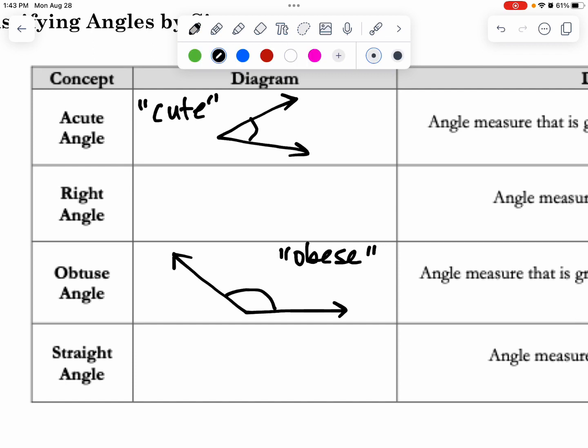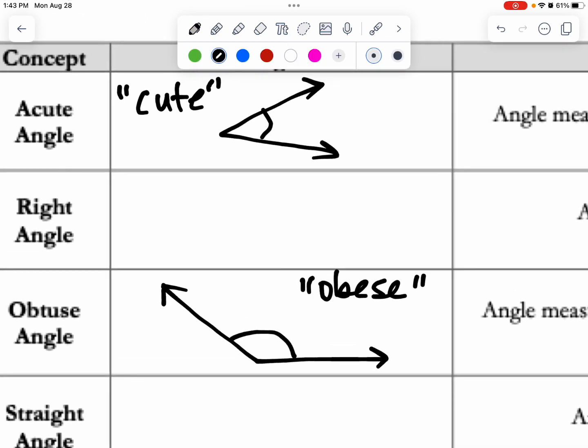Okay, a right angle, I bet you know what that one looks like. It is a perfect 90-degree angle. It looks like a corner. And we actually have a symbol we use to denote a right angle. We put a little box here. That means that it is a 90-degree angle.